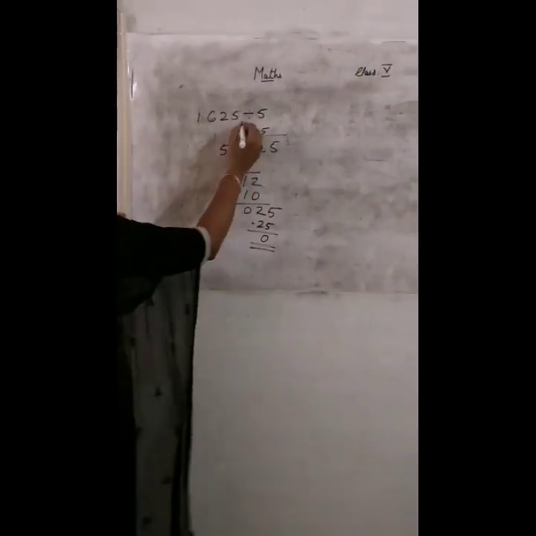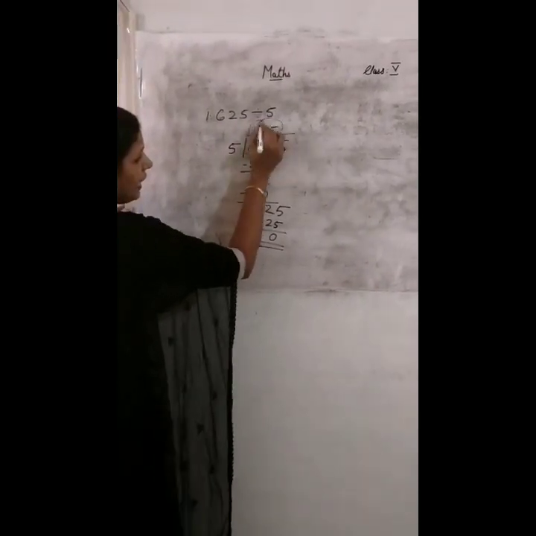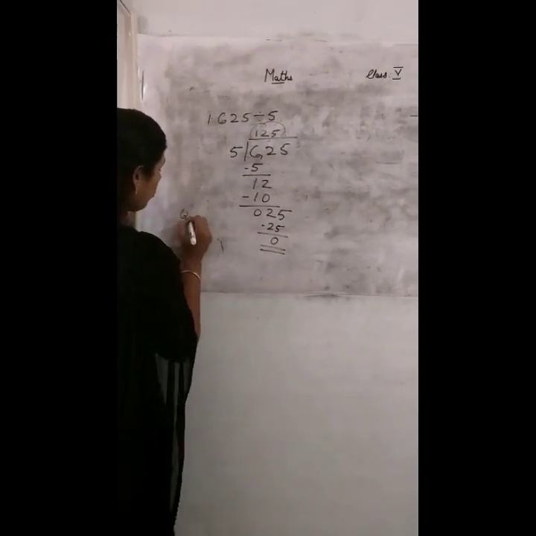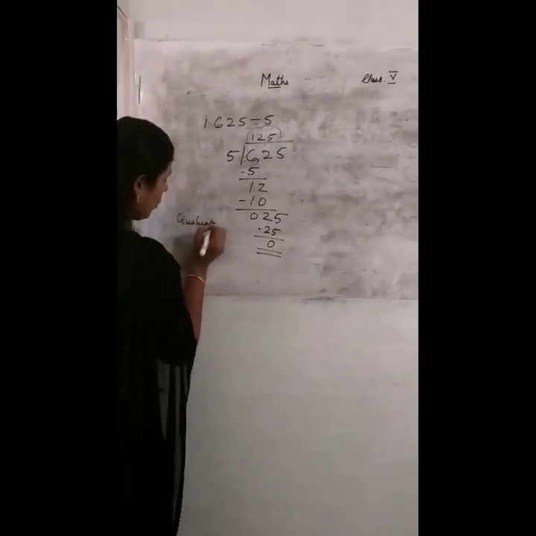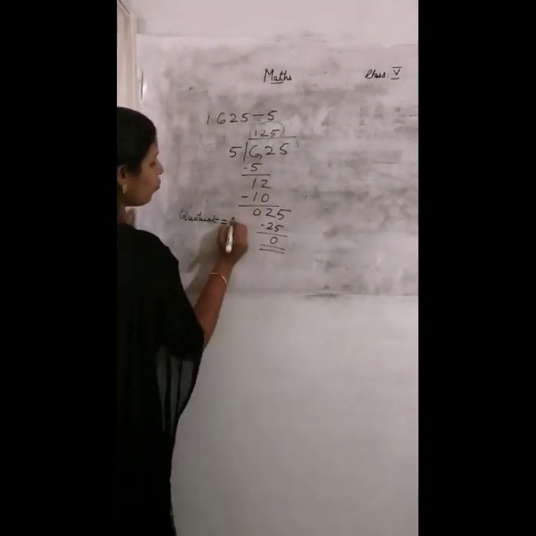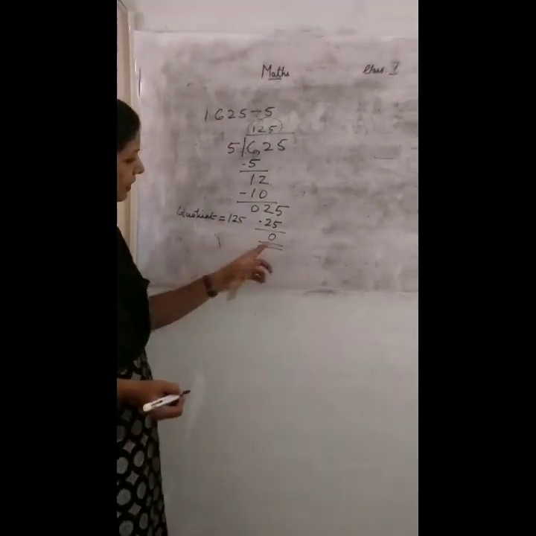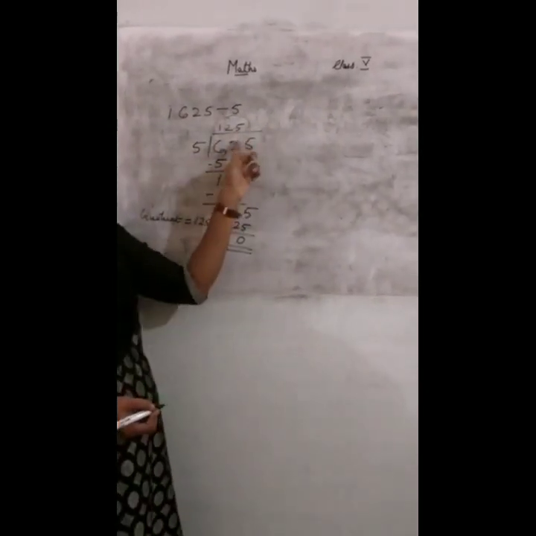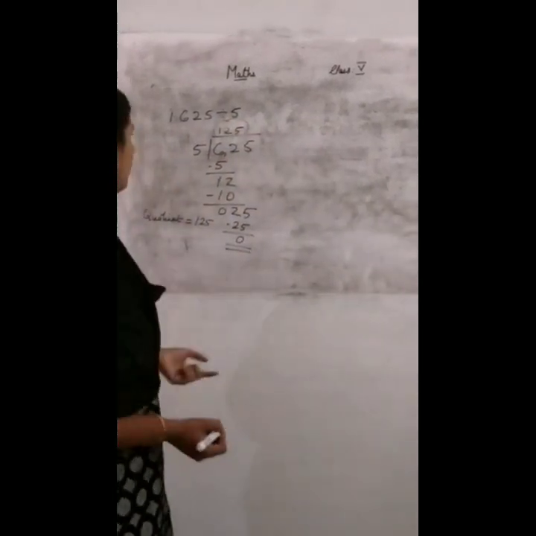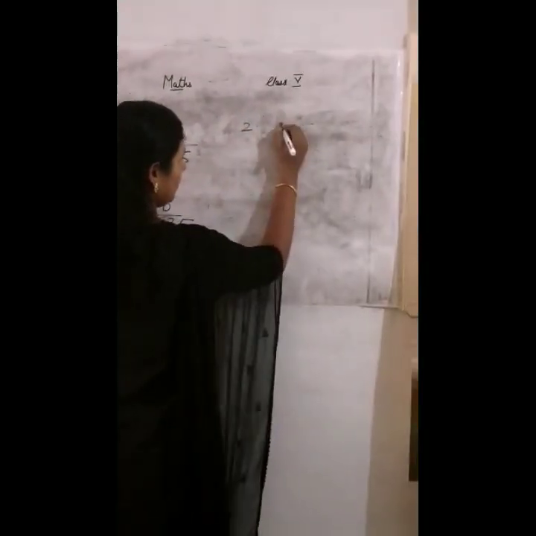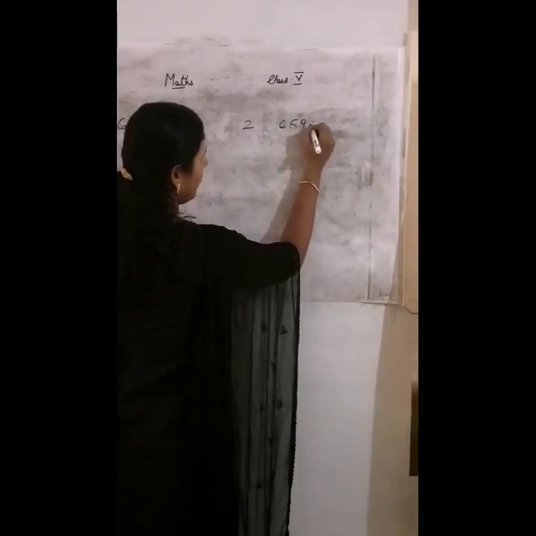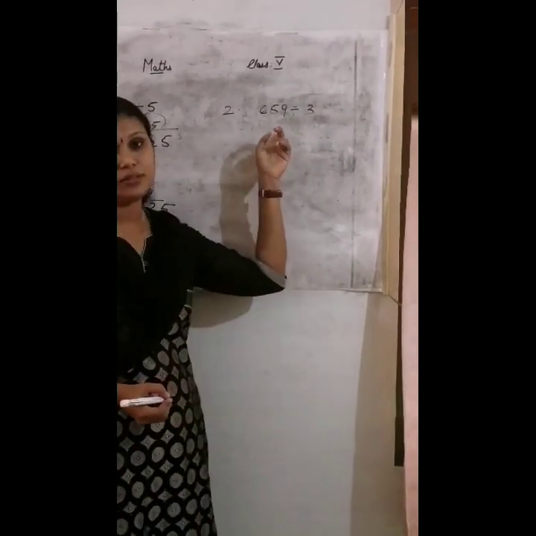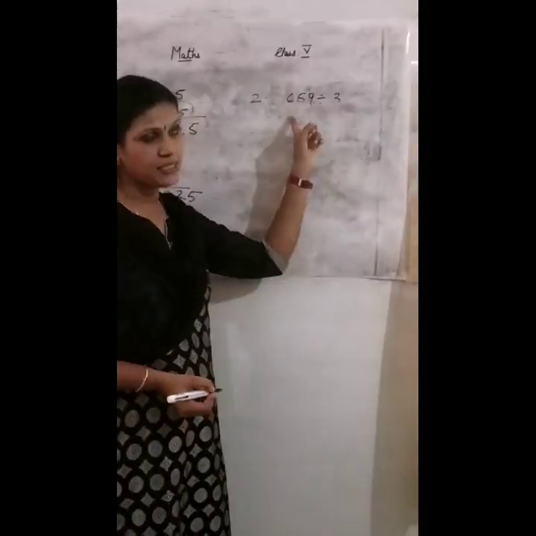When we write here, we say the number is the quotient. Here we get the result as the quotient. The quotient is 125. And here we get the remainder as 0. So no need to write that. The quotient is 125. The next question is 659 divided by 3. This question you do by yourself. Like this you can do it by yourself.